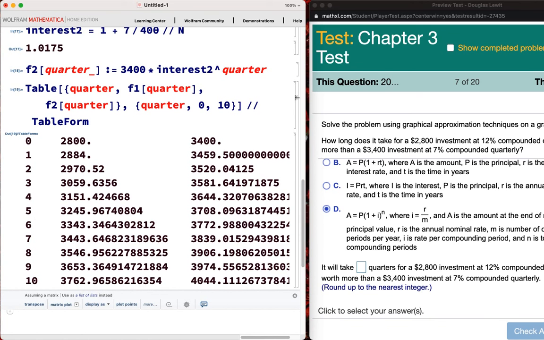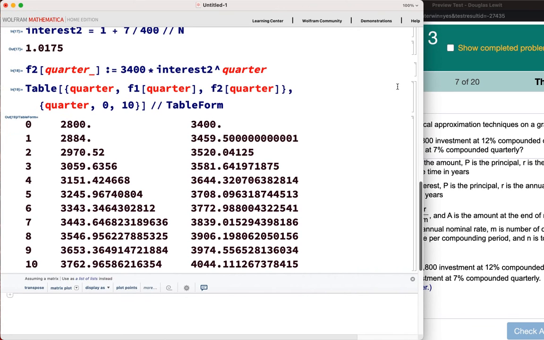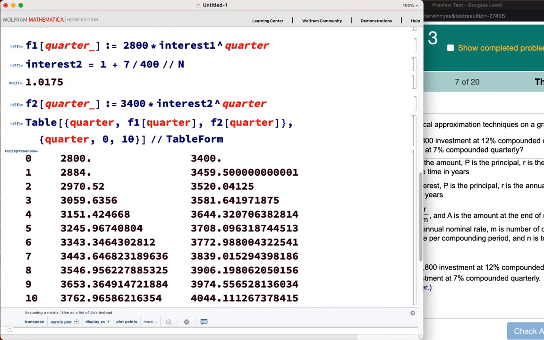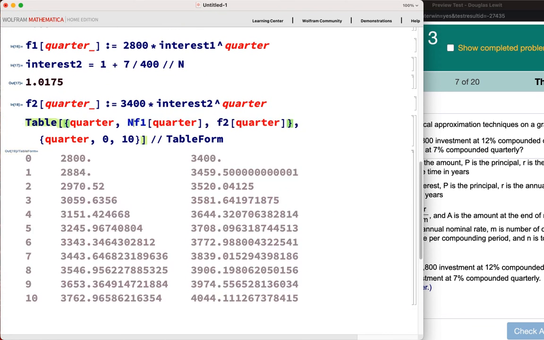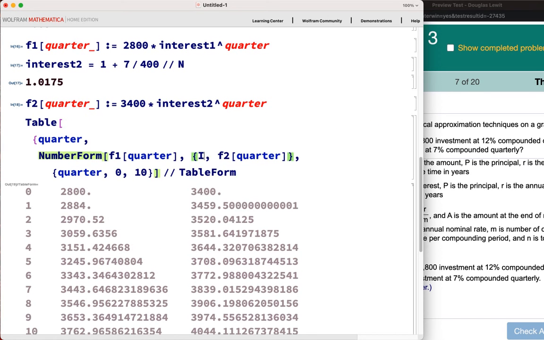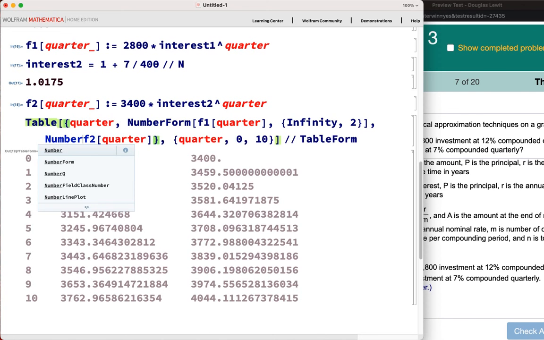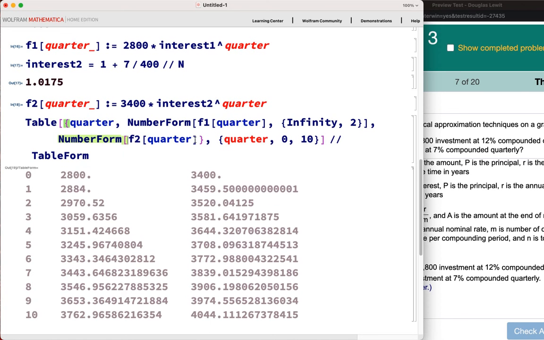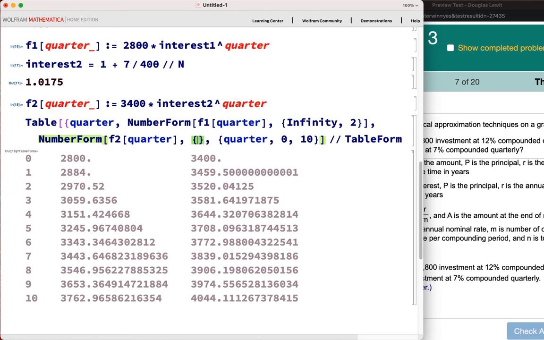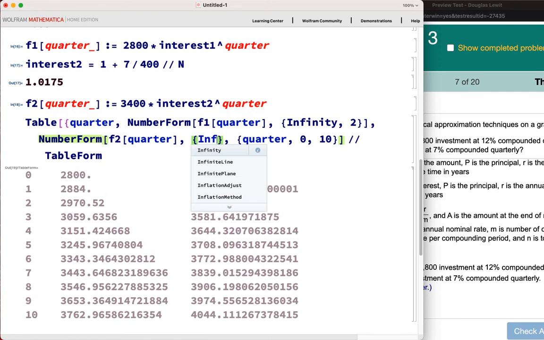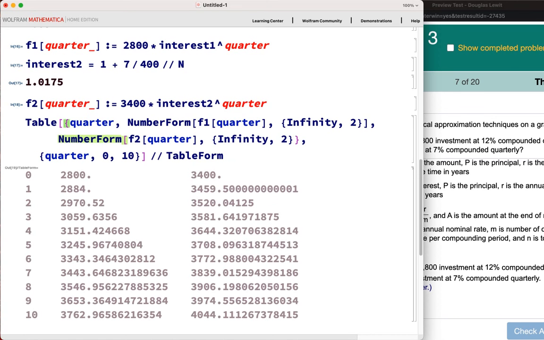Let's see, hold on one second. Let me make this bigger. Okay, it's a little hard to read, so let me round to 2 decimal places. That way things are a little bit easier to read, right? Wait a second, infinity 2. Okay, what did I just do here?